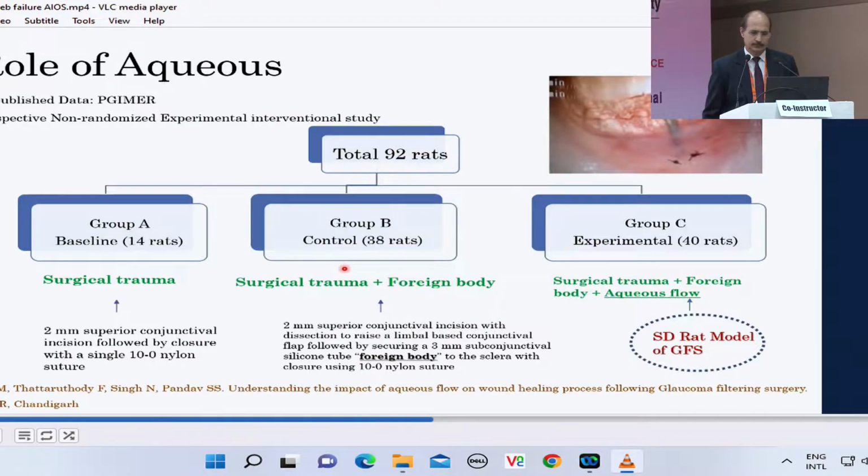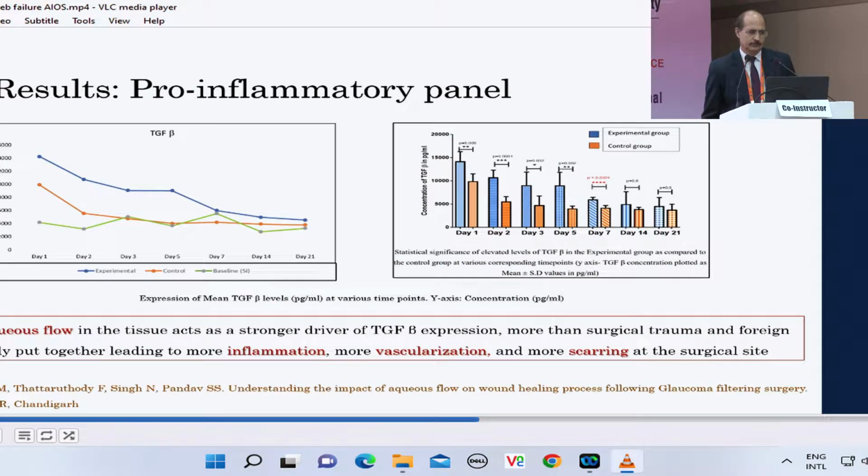Group B had a silicone tube which was implanted in the subconjunctival space, but it was not connected to the anterior chamber. So basically group B had surgical trauma with the presence of foreign body. And in group C, as we can see, the tube was connected into the anterior chamber. So there was surgical trauma, foreign body along with the aqueous flow. It was seen that the aqueous flow in the tissue acts as a strong driver of TGF-beta expression, more than the surgical trauma and the foreign body put together, leading to more inflammation, more vascularization and more scarring at the surgical site.